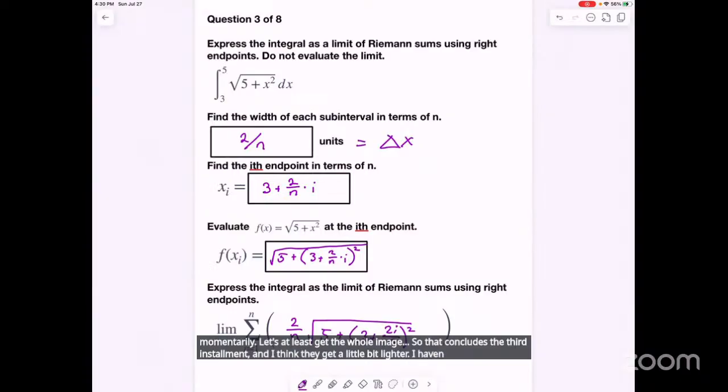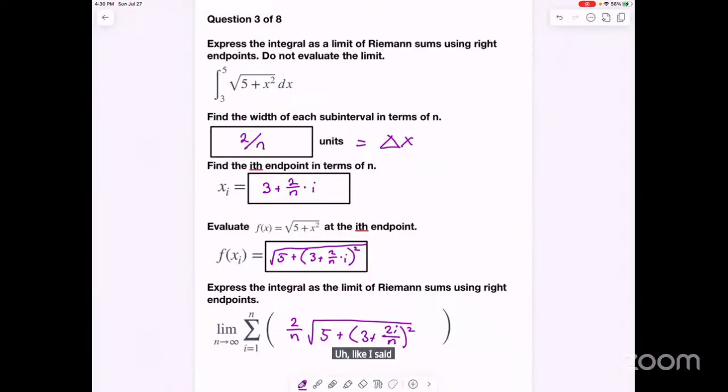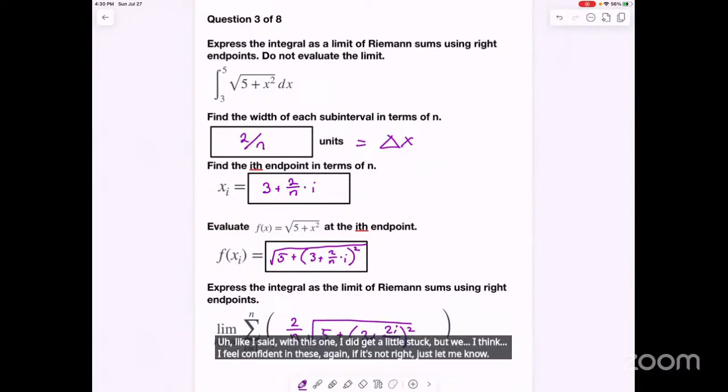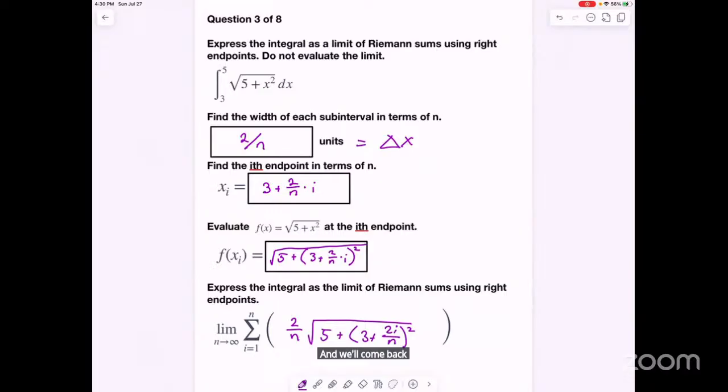I haven't really worked them. I usually work these on the fly. Like I said, with this one, I did get a little stuck, but I feel confident in these. Again, if it's not right, just let me know, and we'll come back and try to break it down.